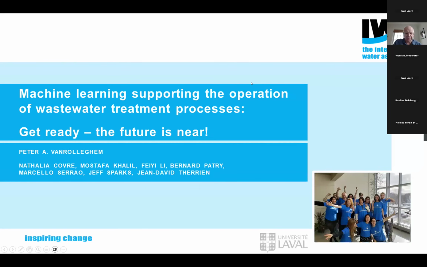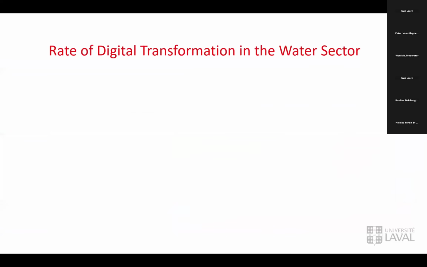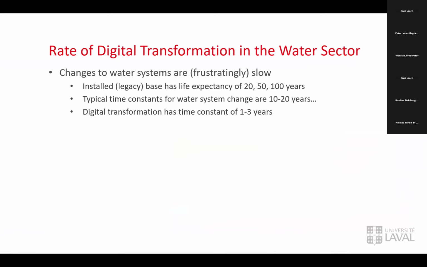I'm now running the presentation. I want to give some introduction on the rate of digital transformation in the water sector. Normally in the water sector, things are changing very slowly. We build things for 20, 50, 100 years: sewer systems, treatment plants. If you want to have a change in the system, and we know from research how long it takes for a new idea to come into practice, it could take 10 to 20 years.